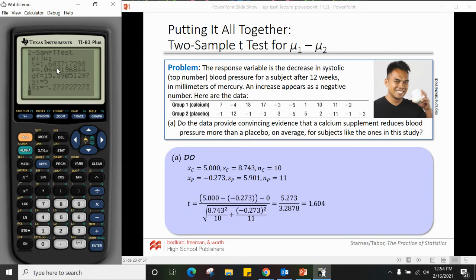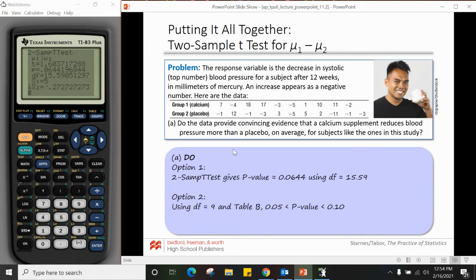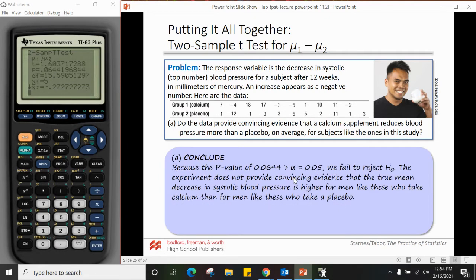So you get a t of 1.604. And then if you plug this into the calculator, you get a p-value of 0.0644. All right. Now to conclude, here our p-value is greater than alpha, 0.0644 is greater than alpha. We fail to reject H naught. The experiment does not provide convincing evidence that the true mean decrease in systolic blood pressure is higher for men like these who take calcium than for men like these who take a placebo. All right. So we do not have evidence to suggest that.